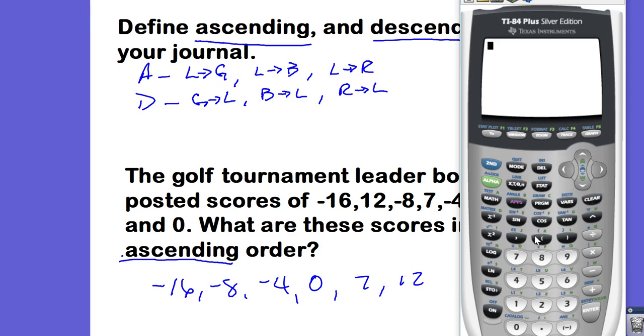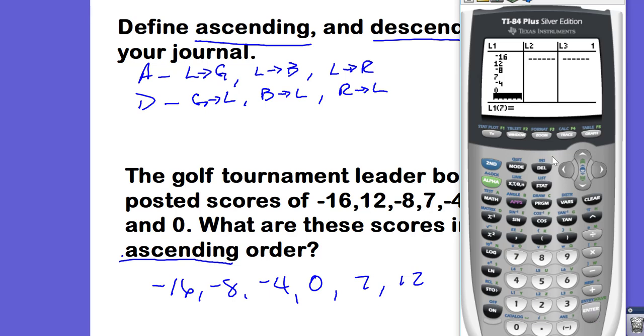Okay, so I'm going to clear out my calculator here. Now what I'm going to use in order to sort this is the stat button. So I'm going to hit stat, and I want to put things in a list, so I'm going to do edit. I'm going to hit enter here. Now I've already got some data in there, so I need to clear that data out. So I'm going to go up to the top, hit clear, enter, and then all my data will go away from that list. Now all I'm going to do is type in these numbers. So negative 16, enter, 12, enter, negative 8, enter, 7, enter, negative 4, enter, and 0.